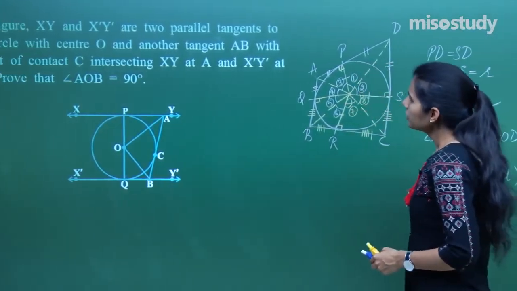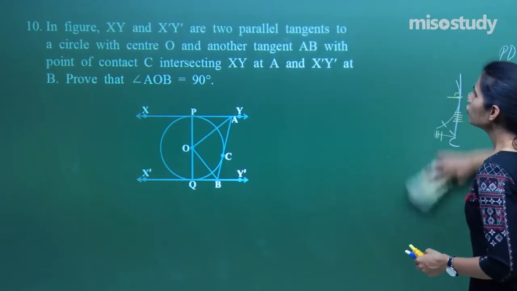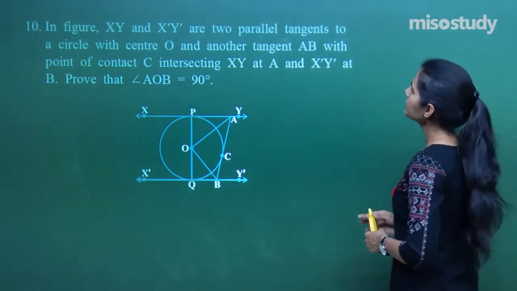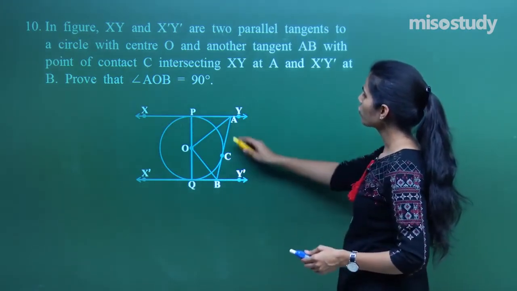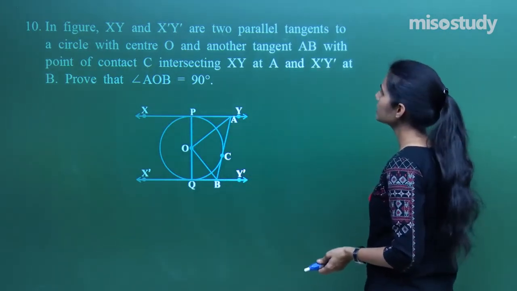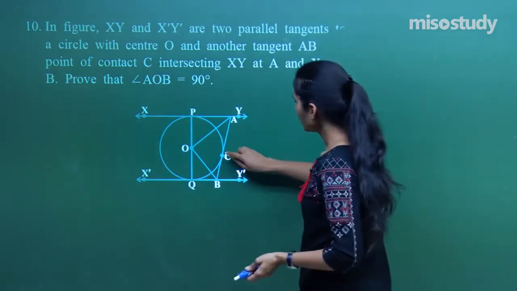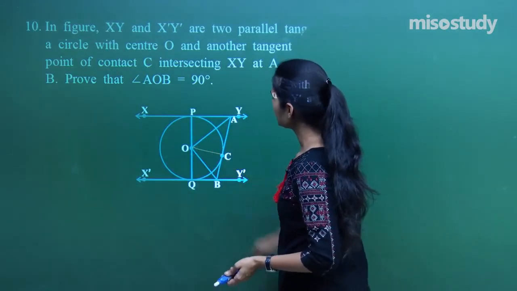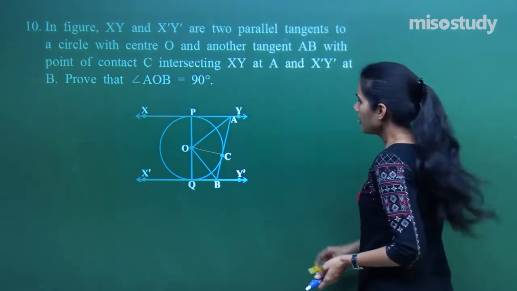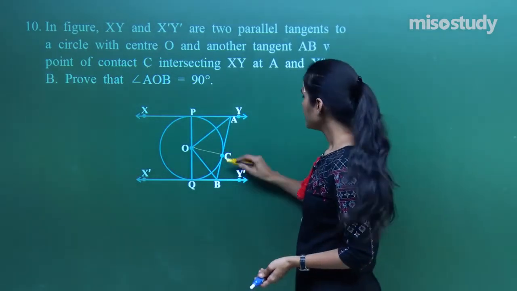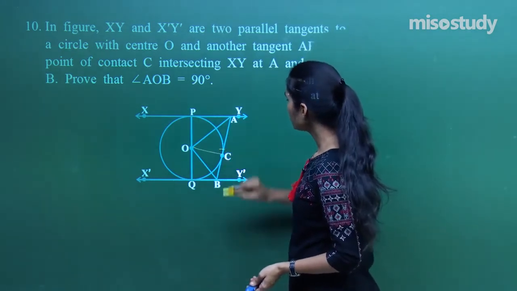In this figure, what are we given? Two parallel tangents are given to us, and another tangent AB with the point of contact C is also given to us. Prove that AOB is 90 degrees. What I will do is I will join O with C. The moment I join O with C, I know OC is the radius of the circle, and radius is perpendicular to the tangent through the point of contact.